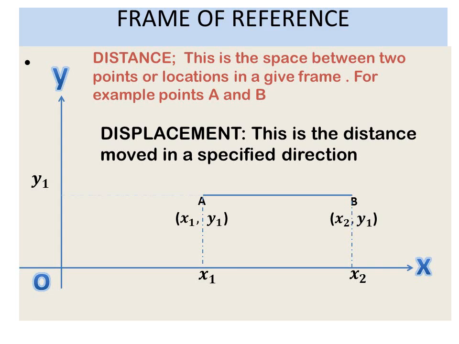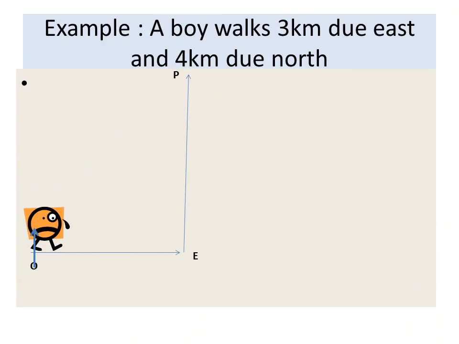Rotation in the vertical or y. We will now consider some practical examples. A boy walks 3 kilometers due east and 4 kilometers due north as depicted in the video. From point O, the origin, the boy moves to point E, which is east, 3 kilometers, and then 4 kilometers to point P.